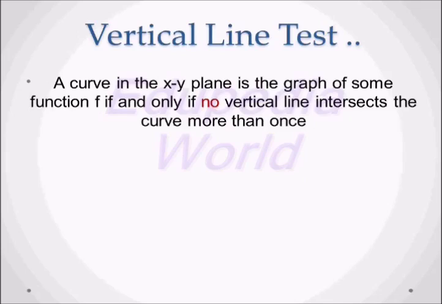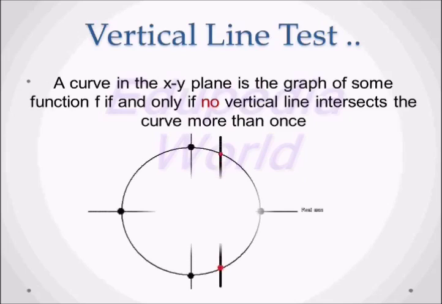Example for a curve which is not a function. Let us consider a unit circle at the origin. Here, the vertical line crosses the circle at two distinct points. Hence, the curve is not the graph of a function.